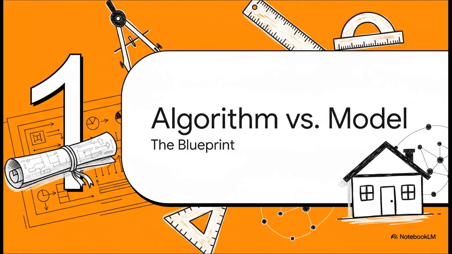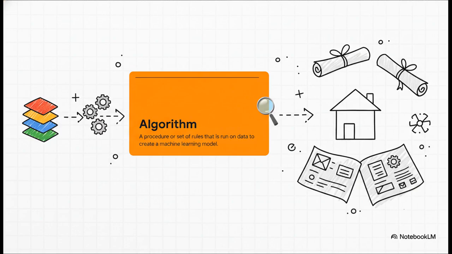All right, first up, the blueprint. Let's tackle that really common confusion between an algorithm and a model. And in our house analogy, this is super simple. It's the difference between the blueprint and the actual building. So, what's an algorithm? Think of it as the process. It's the set of rules, the recipe you follow to create a model from data. In our analogy, it's not just the architect's blueprint, it's the blueprint plus all the engineering principles you need to actually construct the house. It's not the house, it's the instructions for how to build the house.